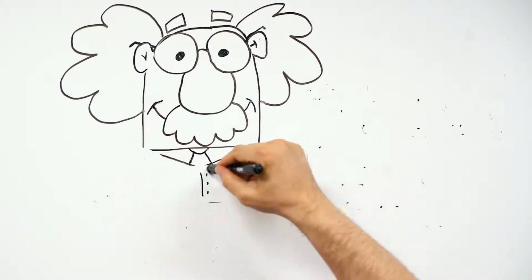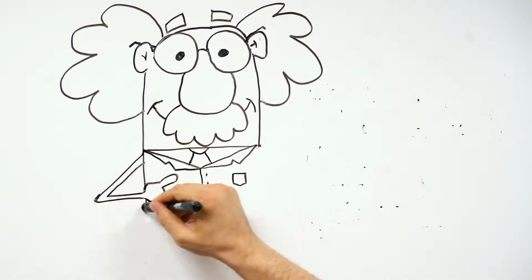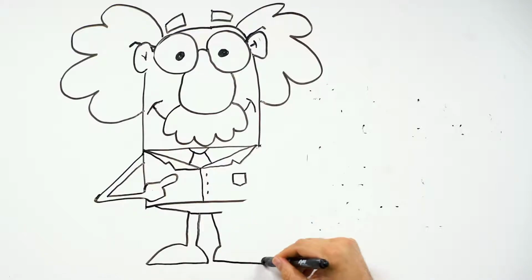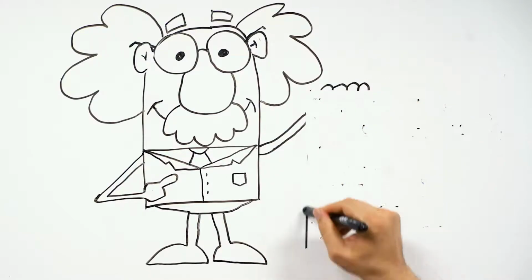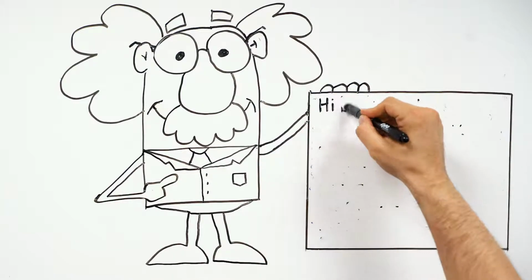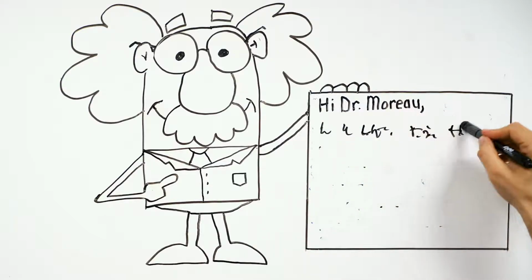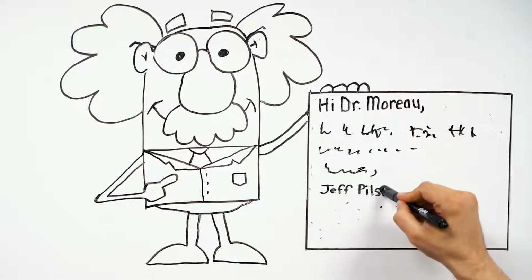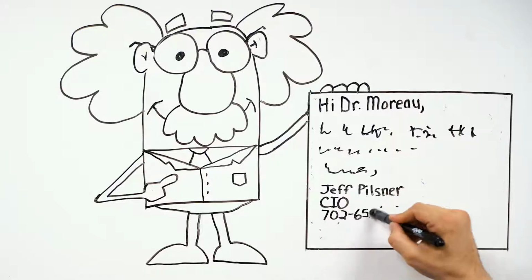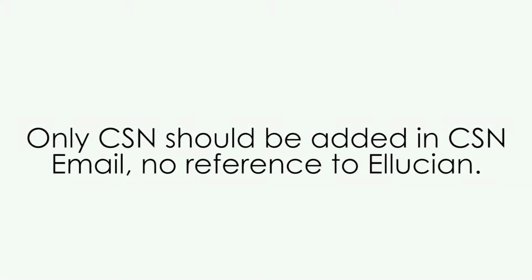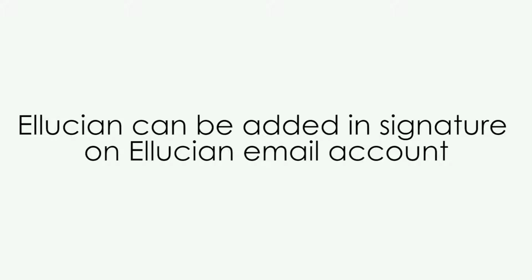In addition to the greeting, a signature is also required for all OTS emails, as per the policy. Email signature blocks must be included in CSN and Ellucian email. It should include full name, official title, office phone, and a confidentiality statement; see your manager for that statement. Only CSN should be added in CSN email, with no reference to Ellucian. Ellucian can be added in the signature on an Ellucian email account.